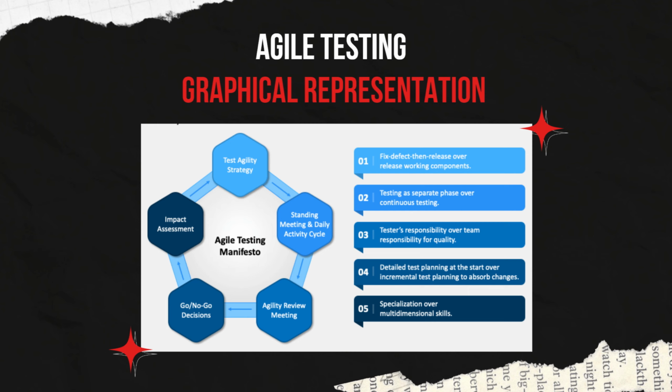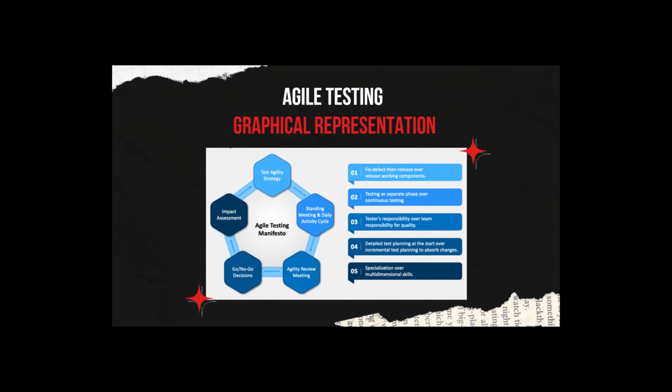The first: fix defects, then release over release working components. The second is testing as a separate phase over continuous testing. And the third, tester responsibility over team responsibility for quality. The fourth, detailed test planning at the start over incremental test planning to absorb change. And the last one is specialization over multi-disciplinary skills.